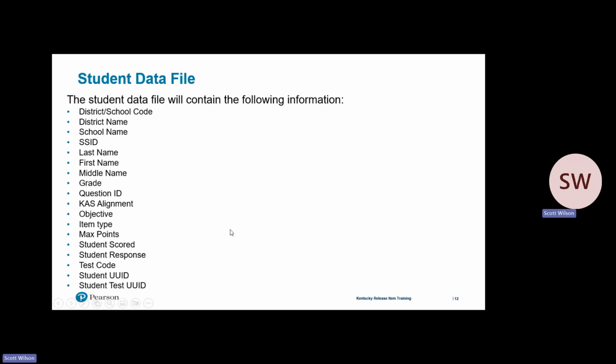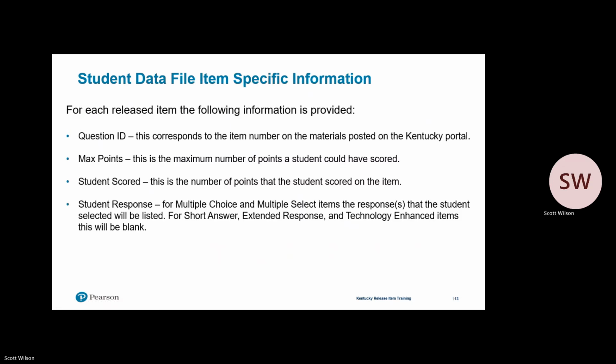Okay, for the student data file, again, there's a lot of information that's provided. All of the stuff listed here is included on the student data file. For the student data file, a little bit of the specifics. For the question ID, again, this matches the item number on all of the materials that are posted on the Kentucky portal. The max points, this is the maximum number of points that a student could have scored.